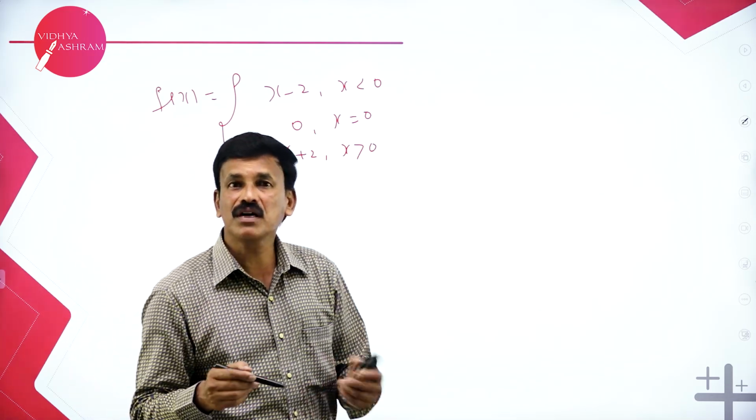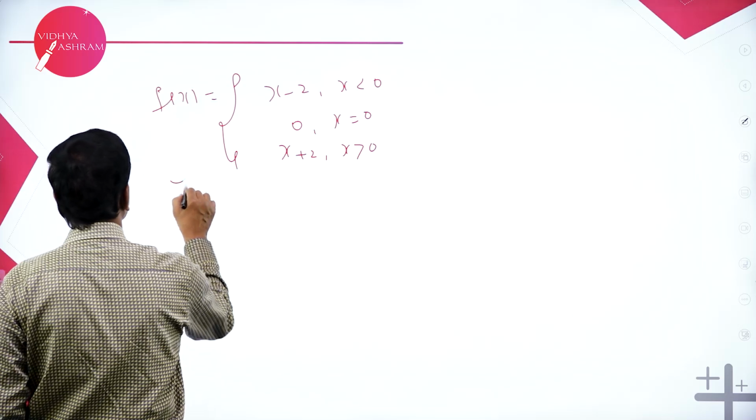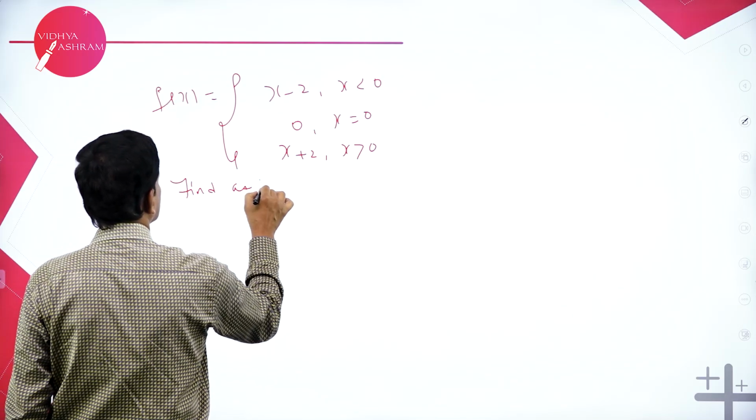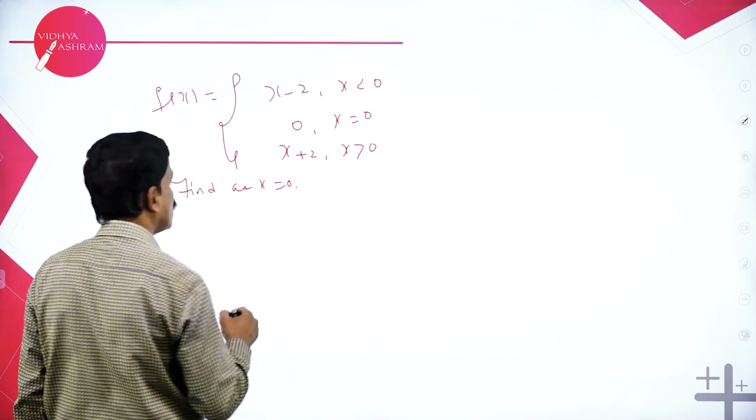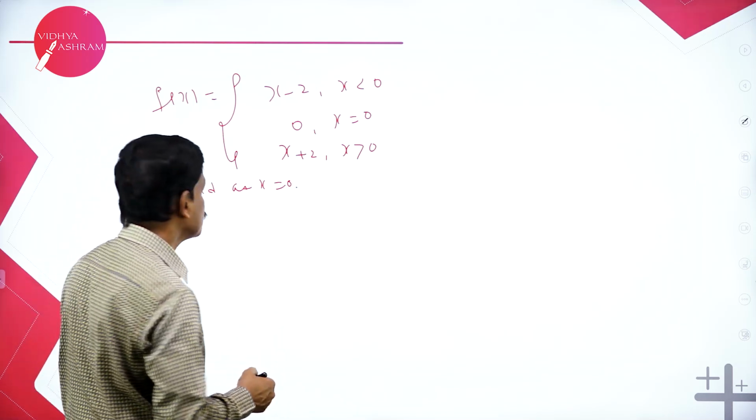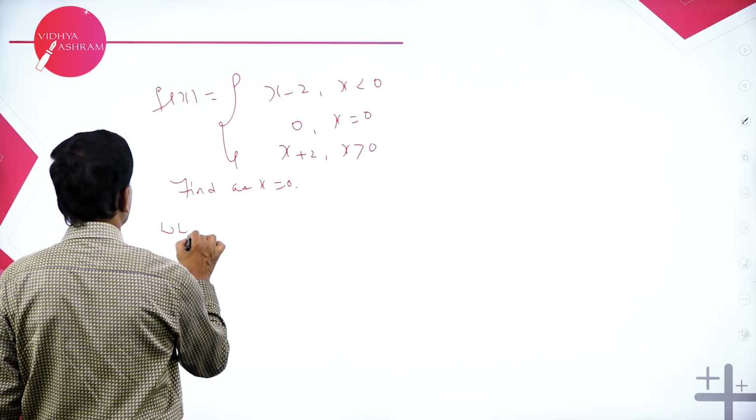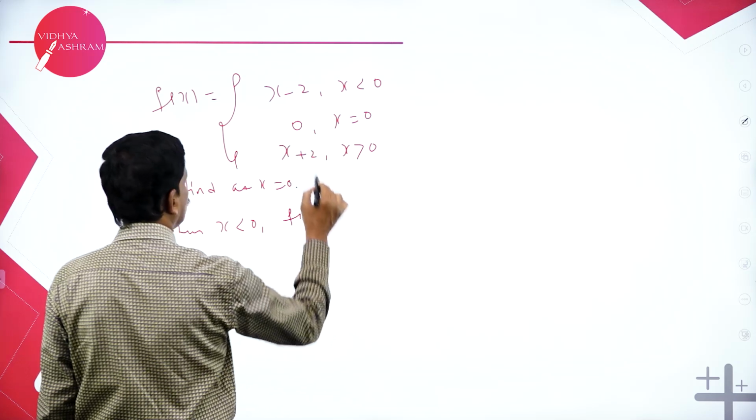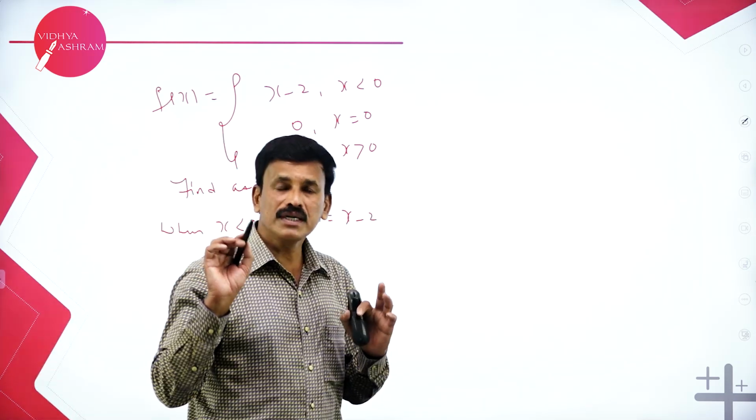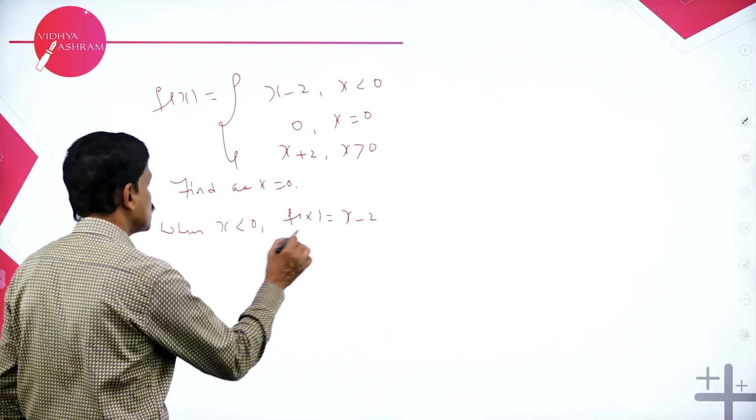In this case, find the value of the limit at x is equal to 0, or discuss the limit of this function. Now here what is given? When x is less than 0, f of x is x minus 2.